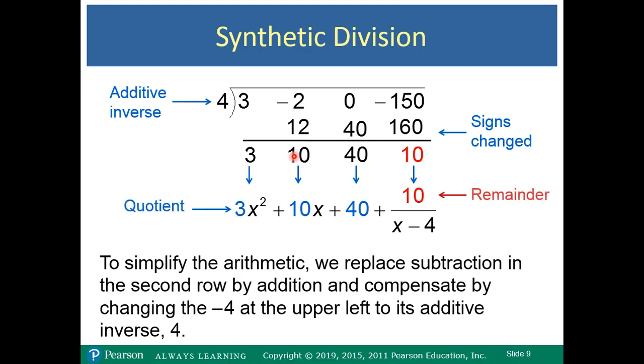And so what we get is when we're done, these are the coefficients for the quotient, and this is the remainder. The remainder is 10, and we divide by x minus 4 because it's the remainder. And so the function that we started with can be rewritten as the quotient plus the remainder. The quotient plus the remainder is the answer. That's what we get when we divide.